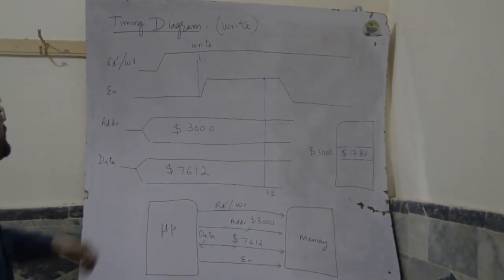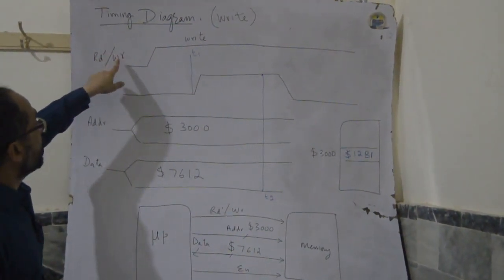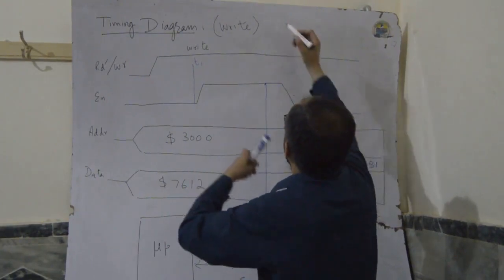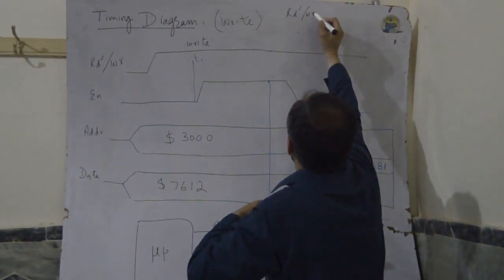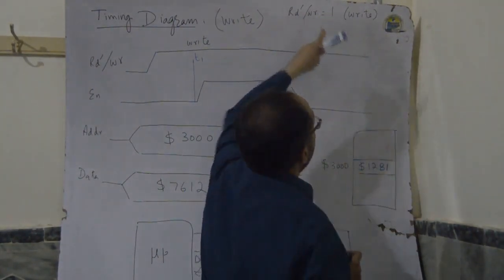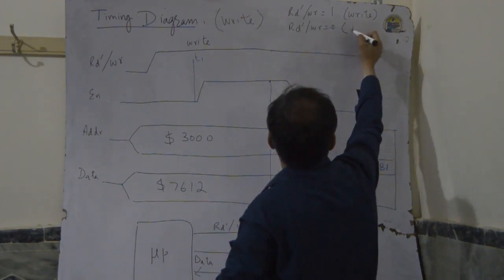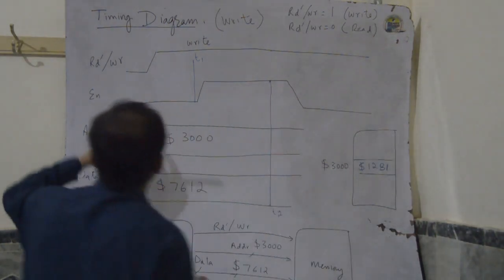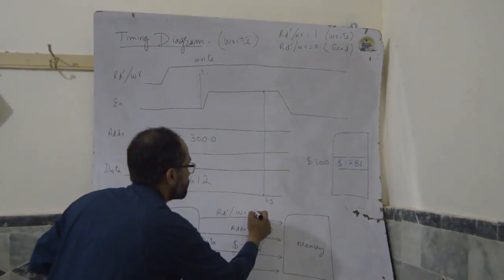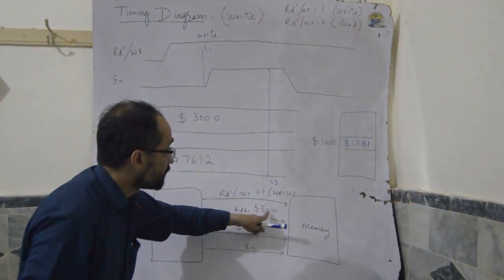Okay, so now we will study the timing diagram for a write operation. When read bar write is 1, it implies a write operation, because the bar is on the read, and if read bar write is 0, it means it is a read operation. So when read write val is one, it means that microprocessor wants to perform a write operation. So if it is one, it wants to perform a write operation at an address $300.